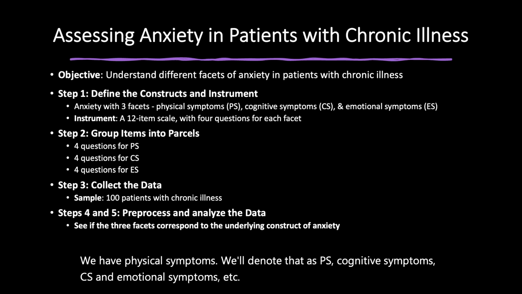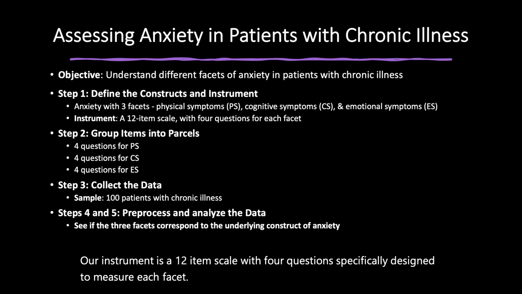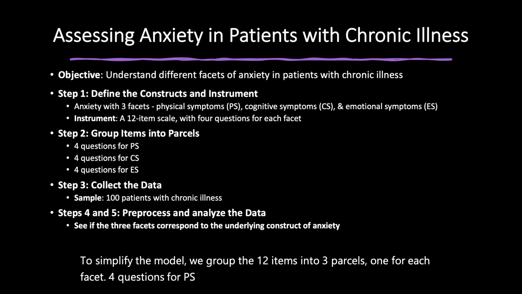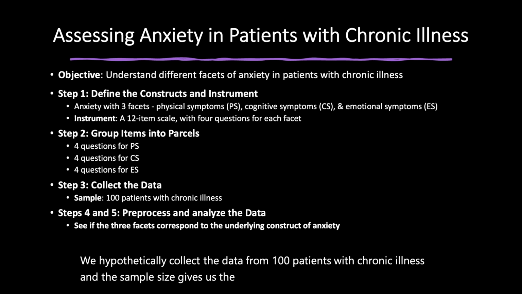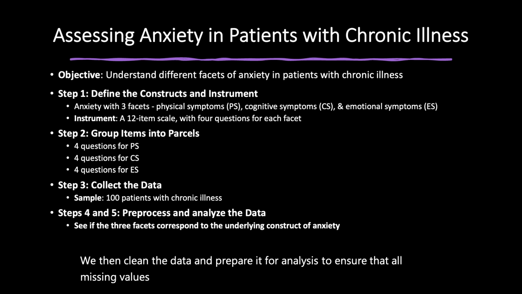Our instrument is a 12-item scale with 4 questions specifically designed to measure each facet. To simplify the model, we group the 12 items into 3 parcels, 1 for each facet, 4 questions for PS, 4 questions for CS, and 4 questions for ES. We hypothetically collect the data from 100 patients with chronic illness, and this sample size gives us the ability to examine our scale's performance. We then clean the data and prepare it for analysis to ensure that all missing values are handled and that the data set is ready for conducting a CFA.